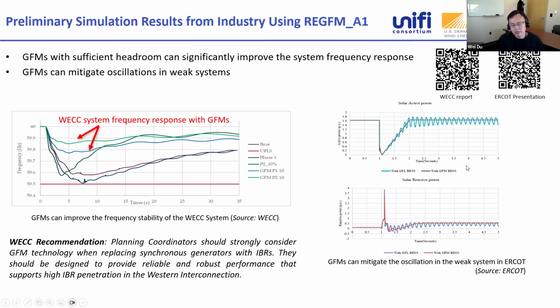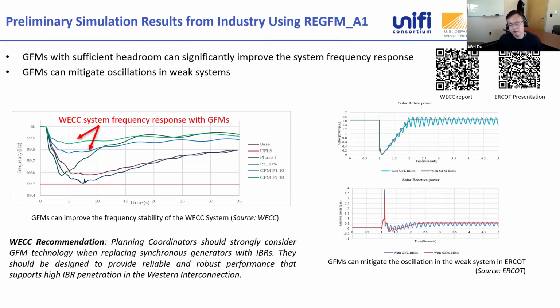And the right side is actually simulation results done by ERCOT using this REGFM A1 model in the WECC system. In their case, they have a very weak system and want to connect some renewables to the WECC system. They also have some battery storage there.